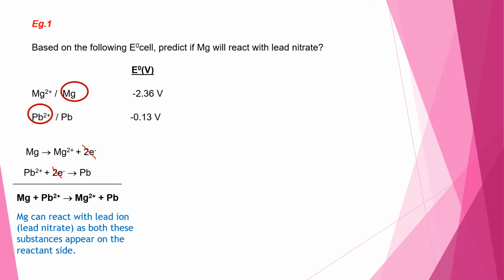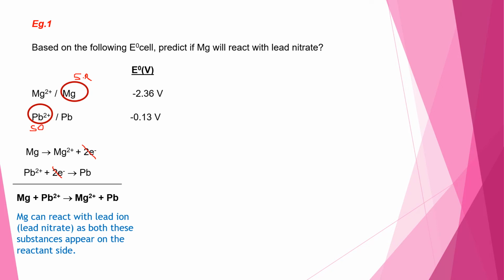So this is one way in which we can answer this particular question. Will magnesium react with lead nitrate? And we have done that by noting down which chemical is getting oxidized and which chemical is getting reduced. So one more time, magnesium was getting oxidized, so this is our strong reductant, while lead ion was getting reduced, so this was our strong oxidant.